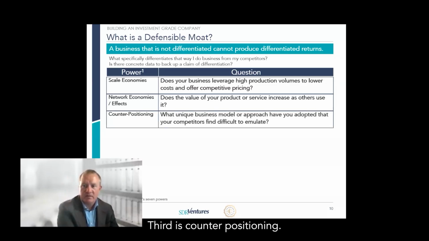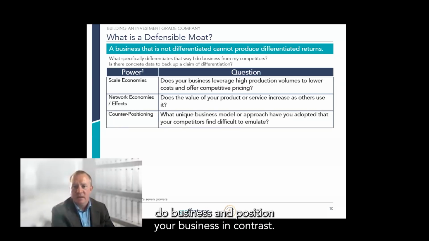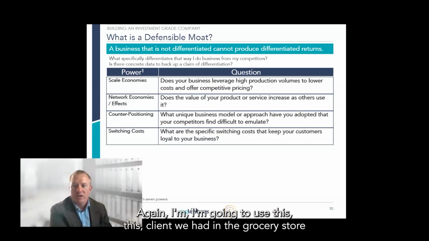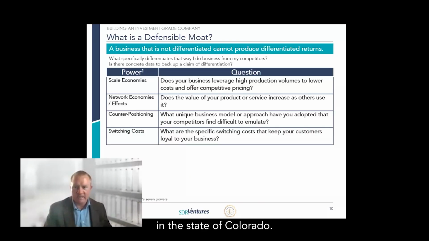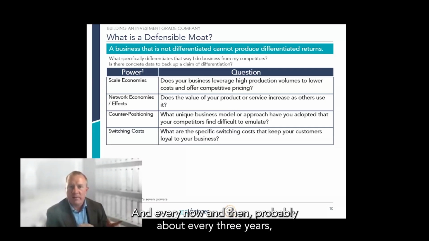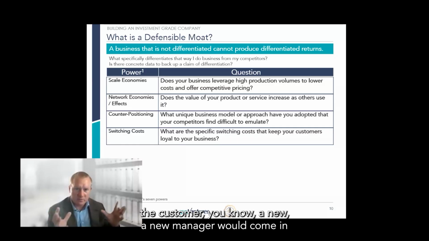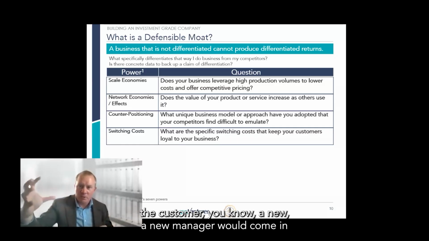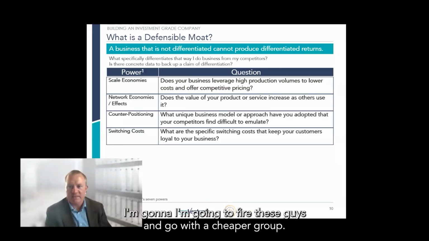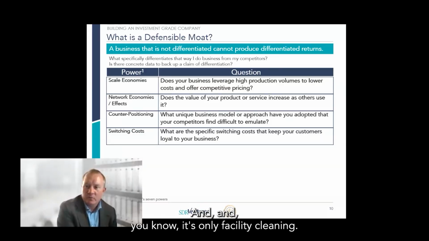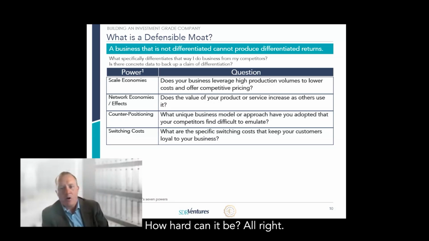Third is counter positioning. Understand how your competitors do business and position your business in contrast. Next, switching costs. Again, I'm going to use this client we had in the grocery store industry, right, where they're cleaning all the grocery stores for Kroger in the state of Colorado. That's a massive undertaking. And every now and then, probably about every 3 years, a new manager would come in and they'd beat their chest and they'd say, well, I'm gonna fire these guys and go with a cheaper group. And it's only facility cleaning. How hard can it be?